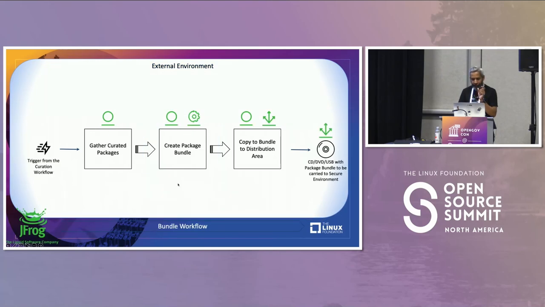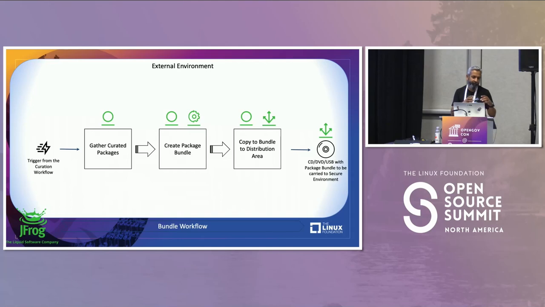Again, in the external environment with this bundle workflow, if you're curating one library versus hundreds of libraries that need to be downloaded, X-rayed and scanned, gathering these curated packages could become a problem. Meaning you might have to traverse multiple paths or versions, pick up the one that you need, and then create a bundle out of it, right? A bundle could be a compressed zip file and things like that.